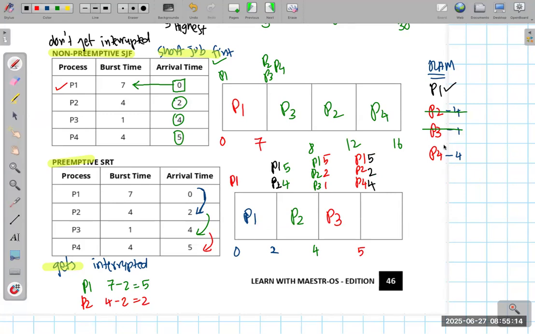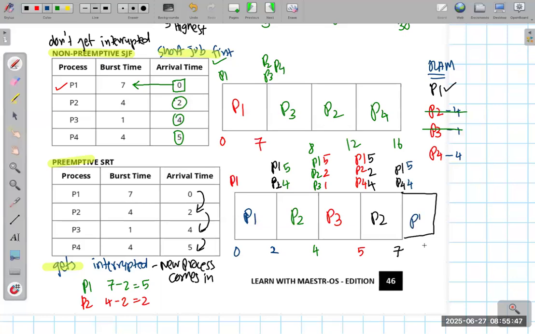Awesome. After that, there is no new process coming in to interrupt. It only gets interrupted when a new process comes in. So after that no new process comes in. So shortest remaining time: P2 will be taken, 7. You will see P1 there, P4 there. P1 needs 5, P4 needs 4. So let's put P1, 7 plus 5, that is 12. And then P4, 16. Do you see how it works?